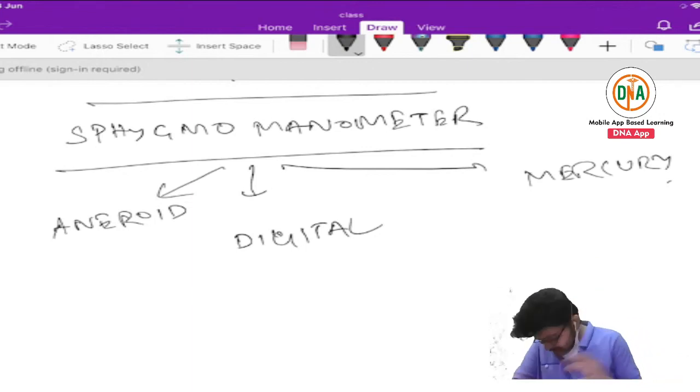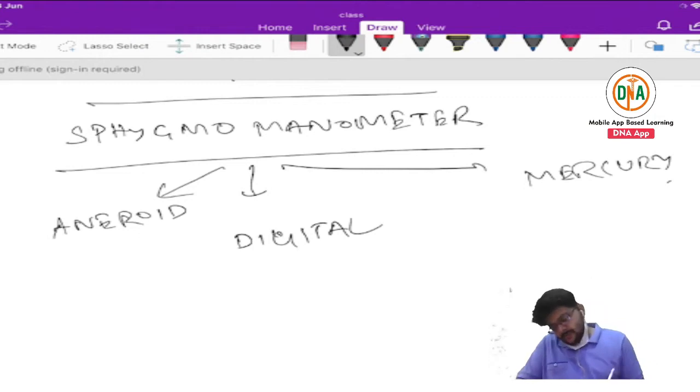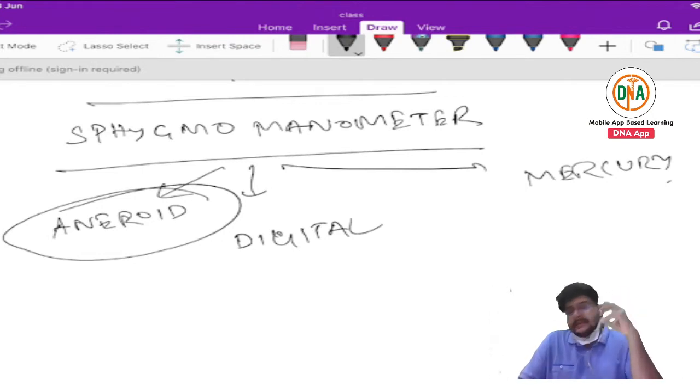Now which one is what? And what are the pros and cons of each sphygmomanometer? First of all, the aneroid sphygmomanometer, that's the clock sphygmomanometer. We all have seen the clock sphygmomanometer. That is handy and more or less accurate.